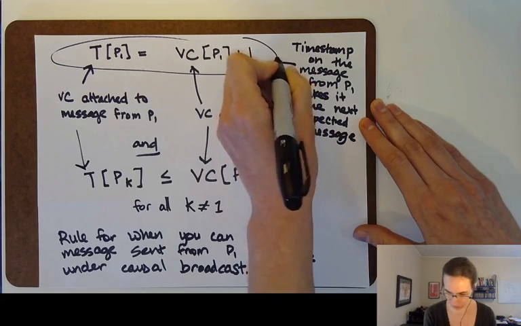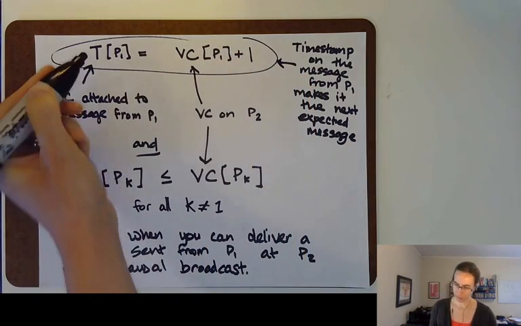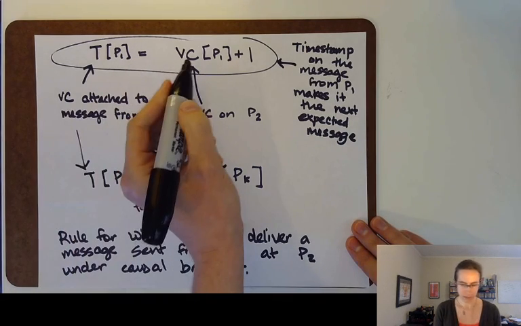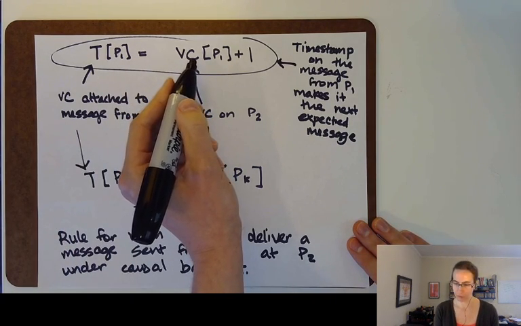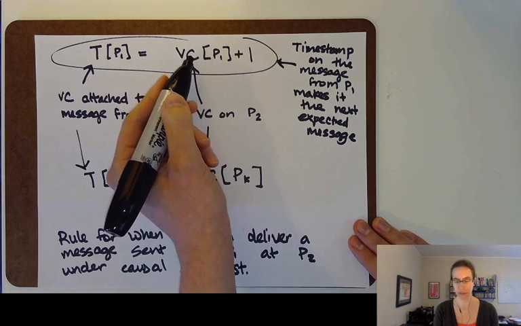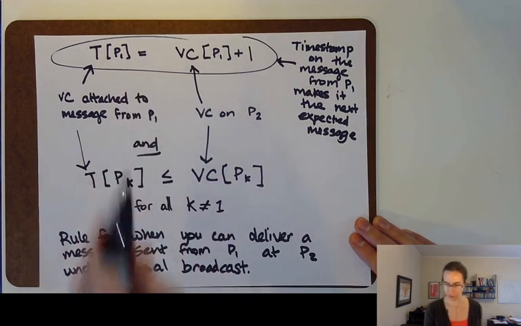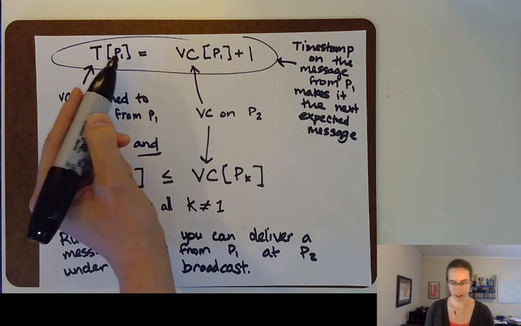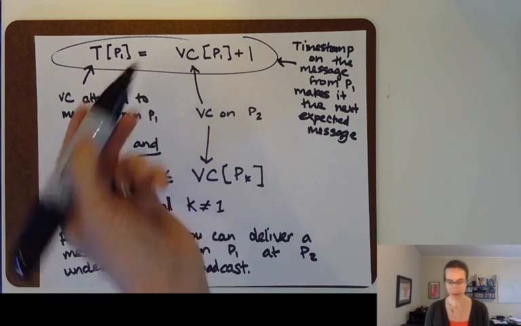That's what this condition says. T is the timestamp of the message coming over from process 1. VC here is whatever process 2's local clock says. So this condition says that, for example, if the message comes from Alice and it has a timestamp of 100 and Bob's local clock is 000, then that's okay, because in Alice's position it was one higher.